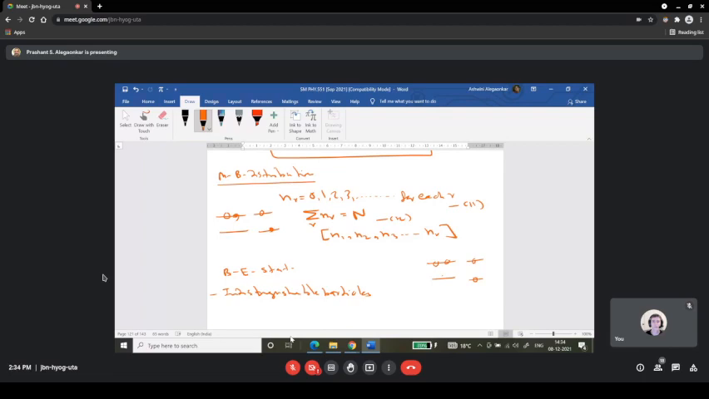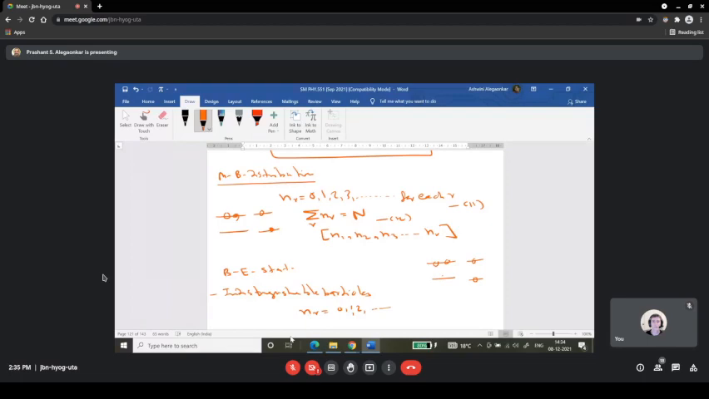In that case, I will still have validity of this relation. I can still count my states to be 0, 1, 2, and so on and so forth.